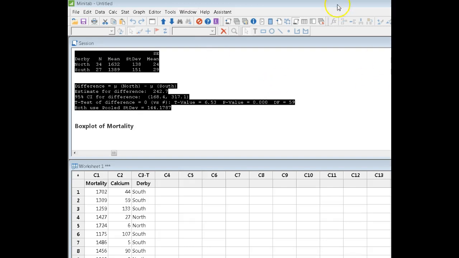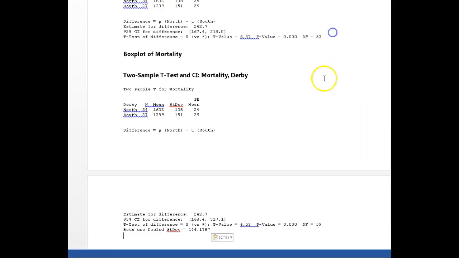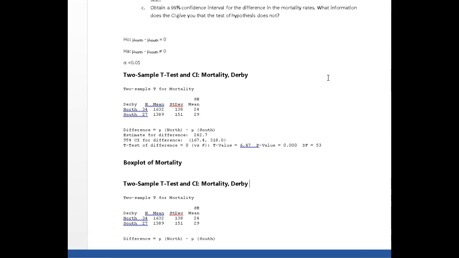Okay, hang on now. So, what have I got here? I'm testing that the difference is equal to 0 versus it's not equal to 0. Now, looking at the numbers, by the way, we've got 34 towns north of Derby and 27 south of Derby. The averages are 1,600 and roughly 1,400, so there may be a significant difference here. Alright, Minitab has, thankfully, set this up as north minus south. It has gone alphabetical. And it tells me that it did equal to 0 versus not equal to 0.